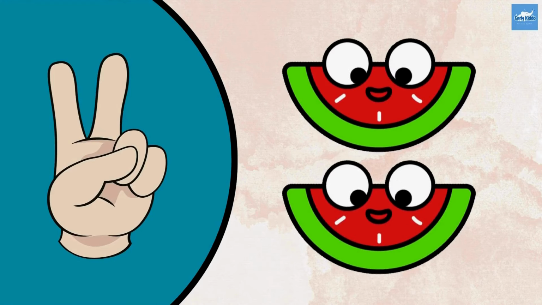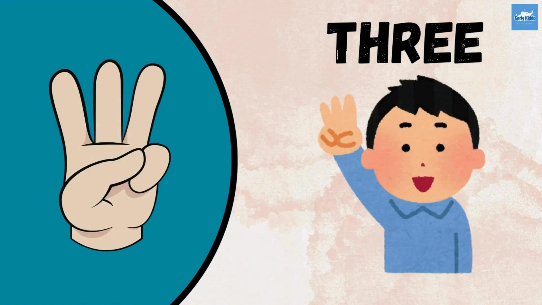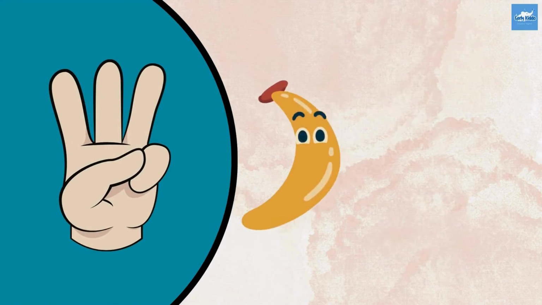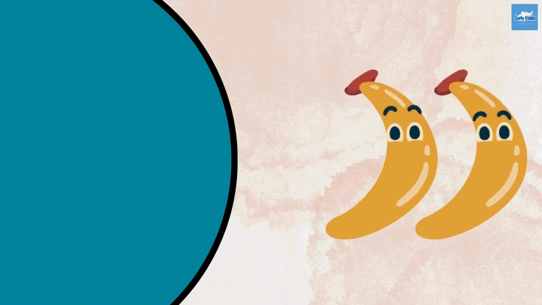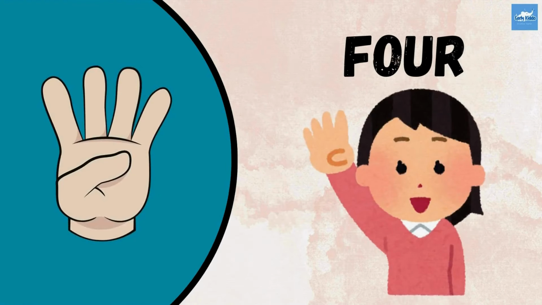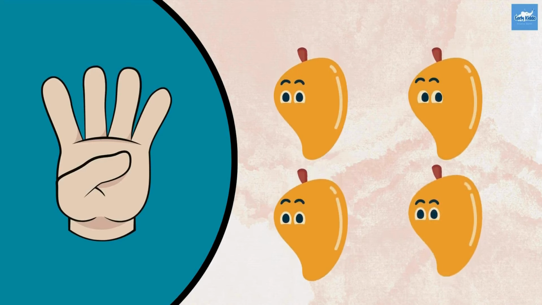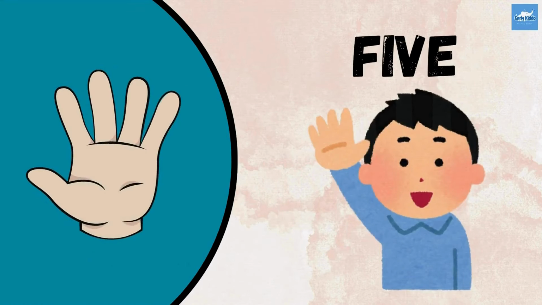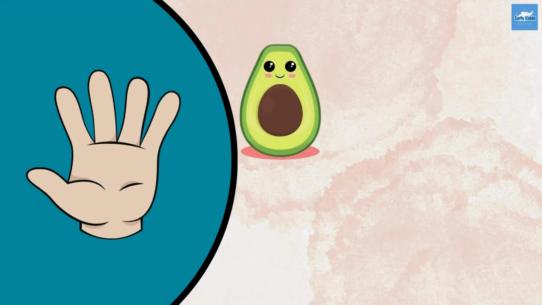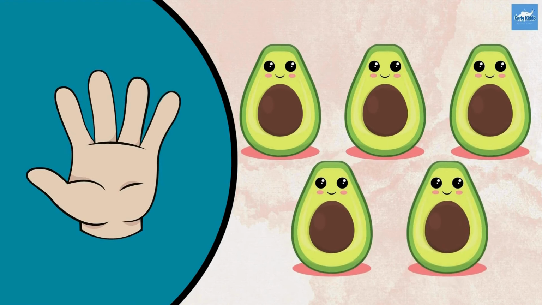Two watermelon. Three bananas. Four mangoes. Five. 1, 2, 3, 4, 5. 5 avocados.